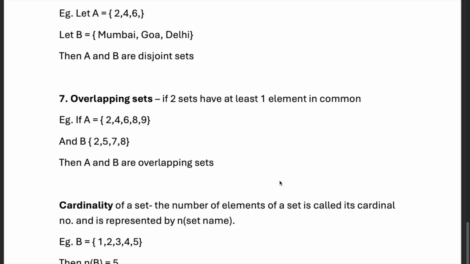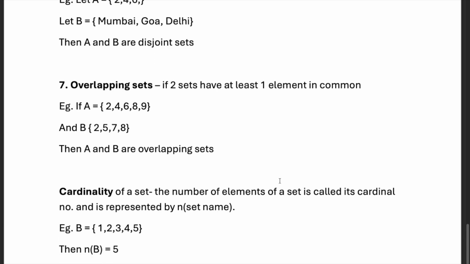What about overlapping sets? Overlap means there's something in common between the two sets, right? And it has to be a minimum of one element common. Example, A is equal to {2, 4, 6, 8, 9}. B is equal to {2, 5, 7, 8}. And we have what in common? You have 2 and 8 in common, right? So that's overlapping sets.